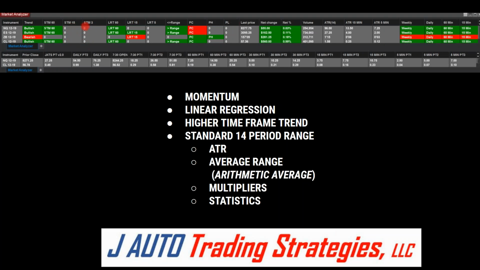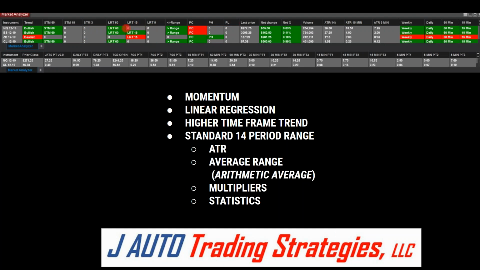If you see zeros on your market analyzer, it's going to be flat, choppy market conditions. There's no doubt about it. You're not going to have a cohesive thrust. You could have a low range drift, but more likely than not, you're going to have momentum on your side when you're trading. The next thing I look at is linear regression.